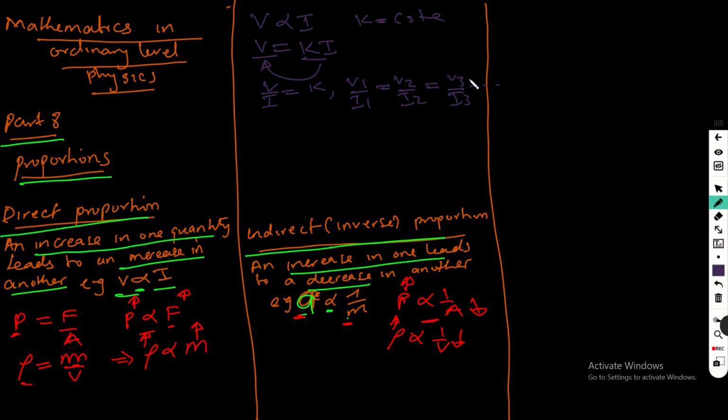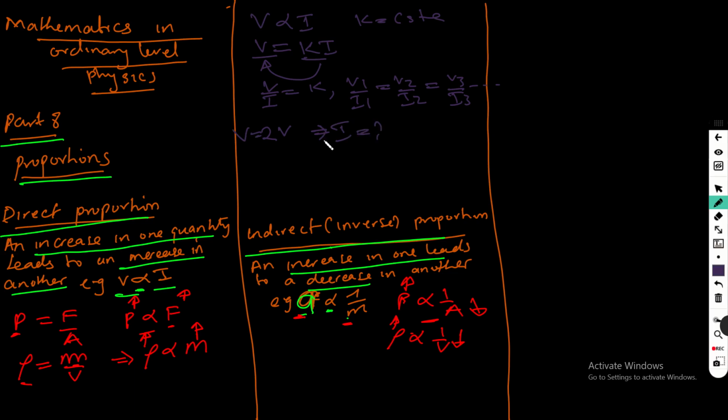So if they ask you now, what is the value of voltage? The value of voltage initially was 2 volts. What will be the value of current now if the value of voltage is 2? What will be the value of current?